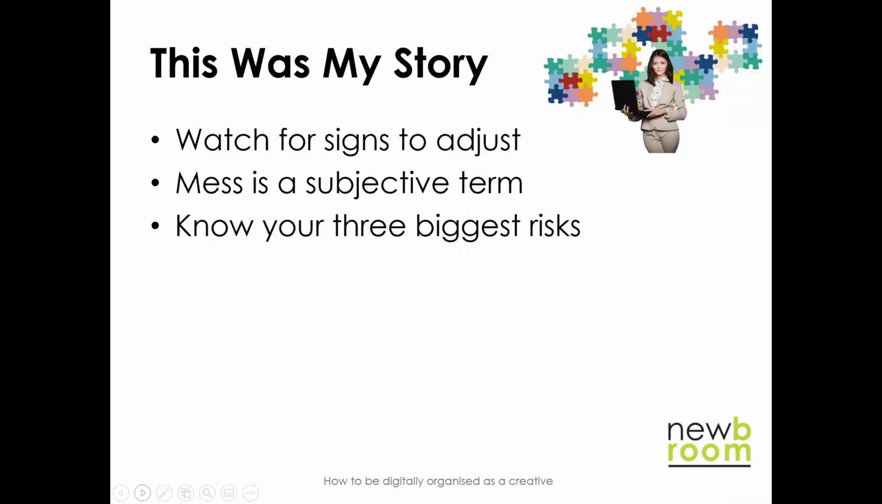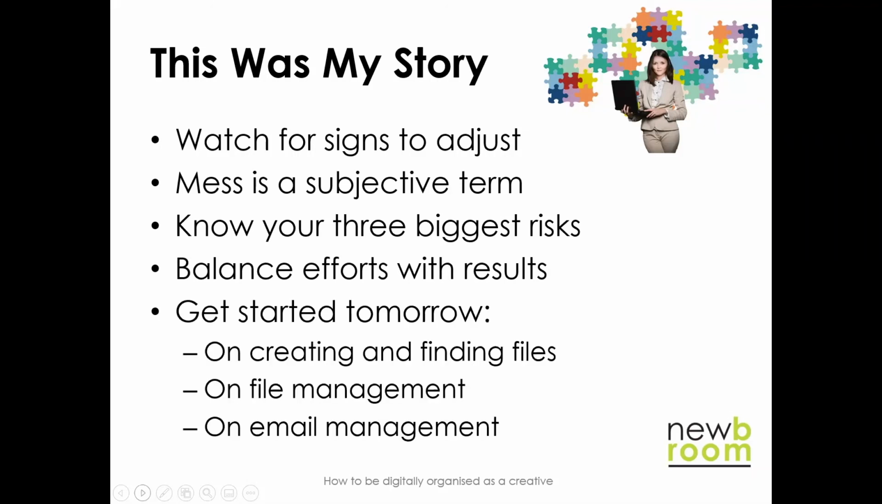And then it's important to know those 3 biggest risks I told you before, with the elephant hat, starting too big, running around like a headless chicken, and procrastination on correct naming or renaming. But the most important thing is to balance your efforts with your results, to create a system that works for you. And getting started tomorrow, you can do that already on creating and finding files, on file management, or on email management. So this was my story, and I hope you heard things you haven't heard before, or at least you got motivated to start doing it now.